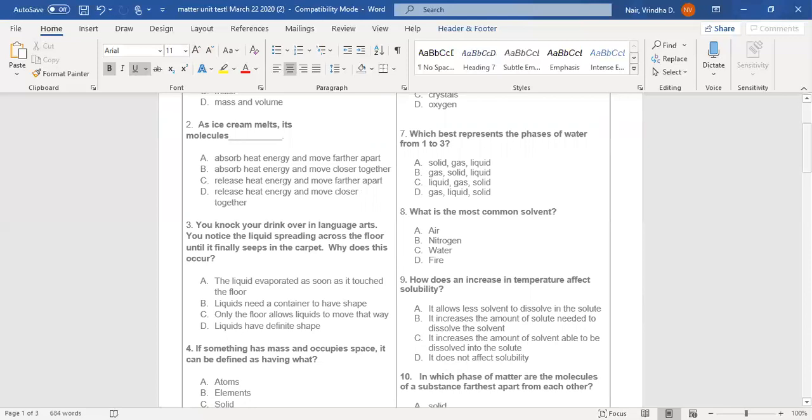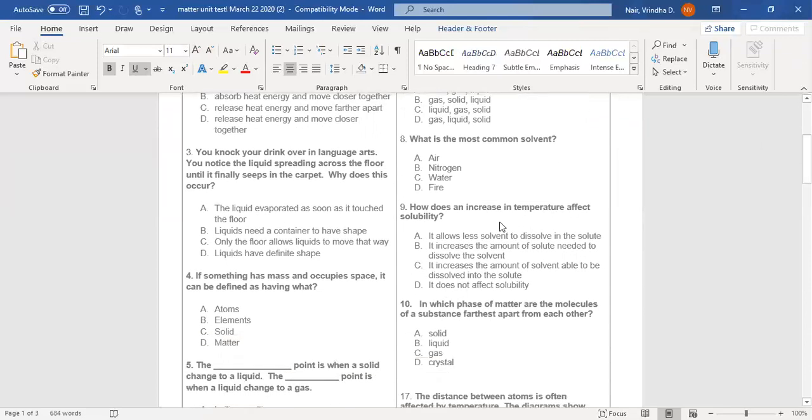So whenever there's a temperature increase, the solubility also has an effect. So here when the D answer choice says it does not affect solubility, that's totally wrong. So I can cross that out if I were you, okay?